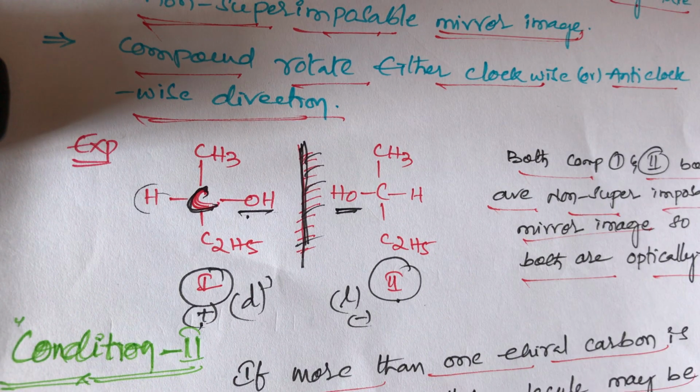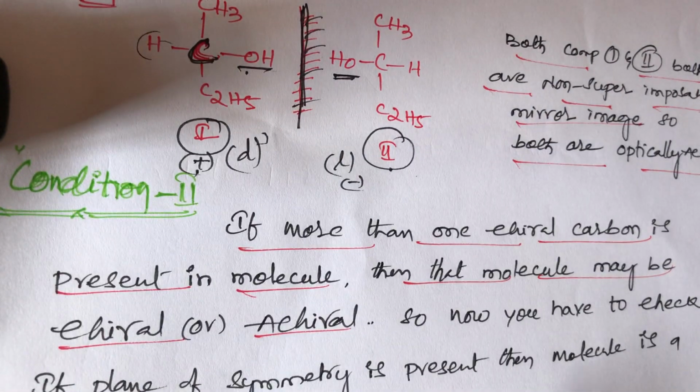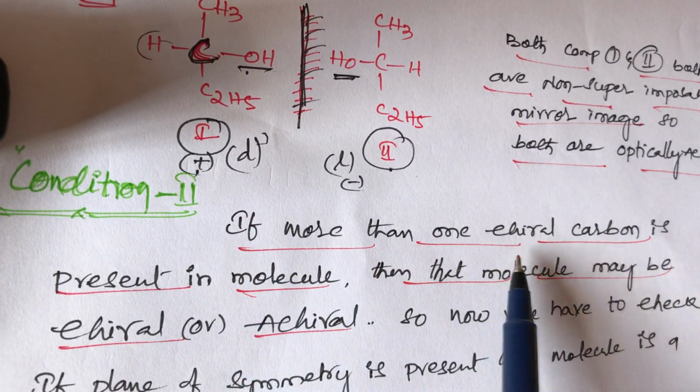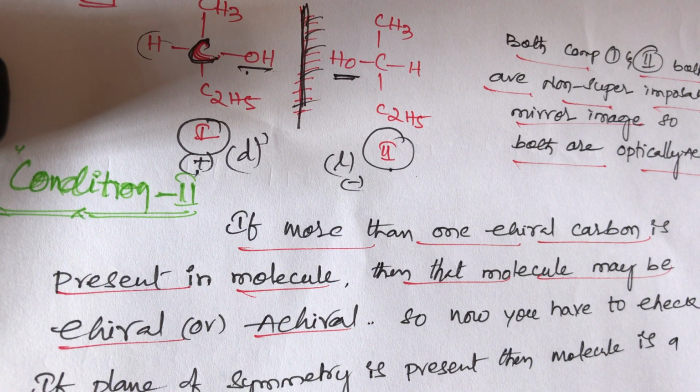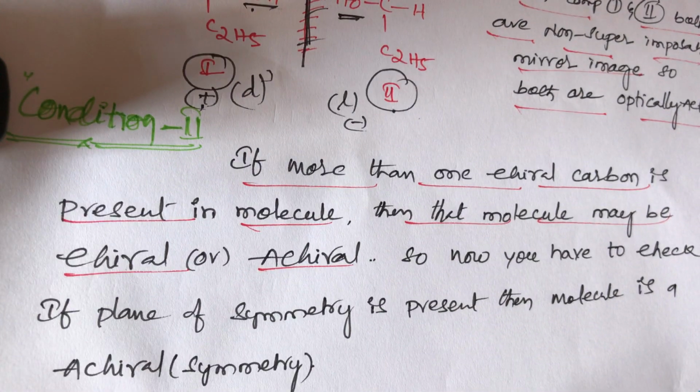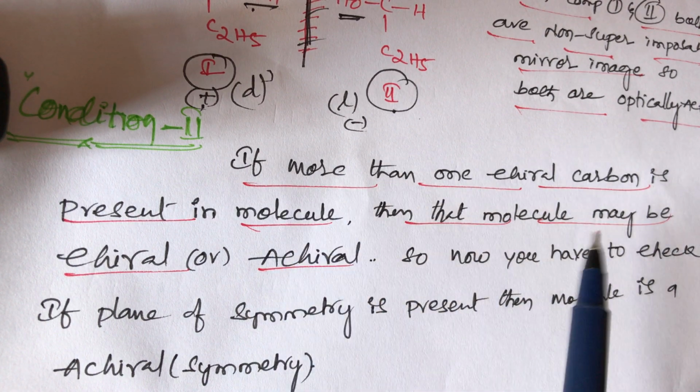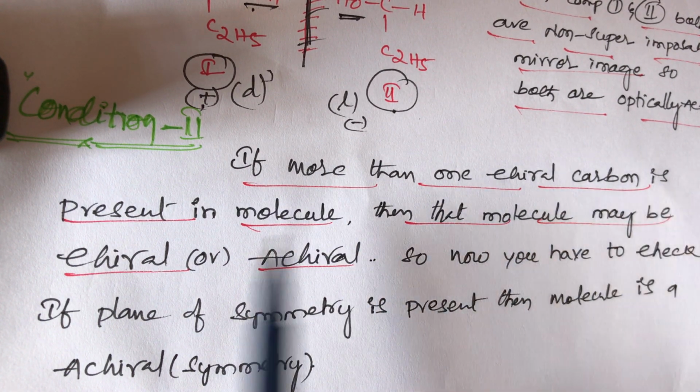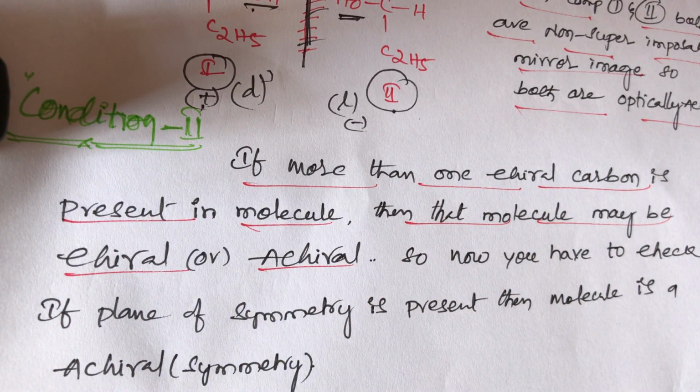And what about condition 2? If more than one chiral carbon is present, it is a very important point, students. If only one chiral center is present, it is always optically active, since the two forms are mirror images. That is the common case.